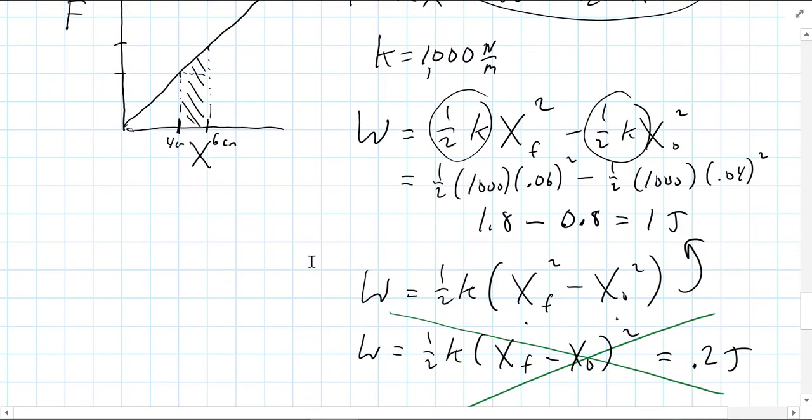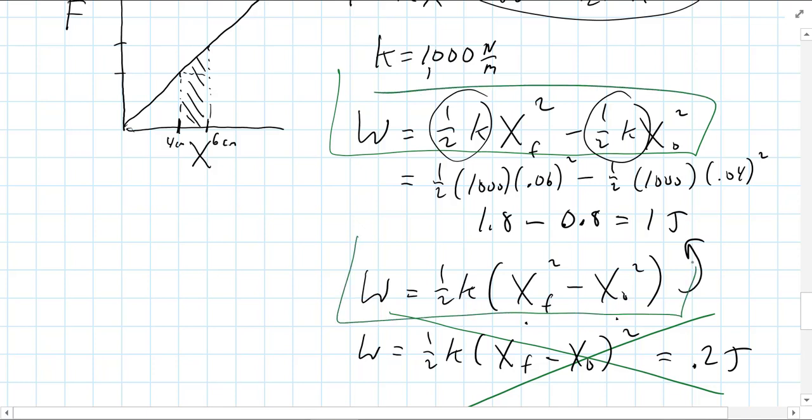So just make sure that you square before you subtract if you're given a starting and a final value for the x, for the stretch of a spring. This would always work, or you are welcome to factor out the 1/2 k before, and then square your two x's, subtract those values, and then take it times 1/2 k. All right, I hope that was helpful, and thank you very much.